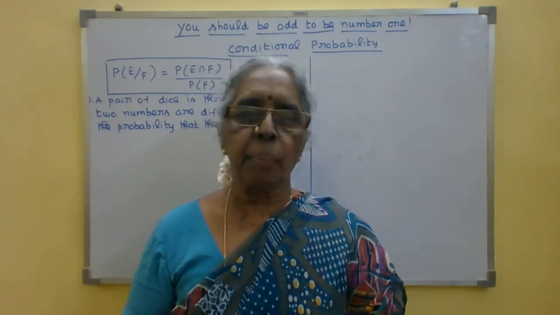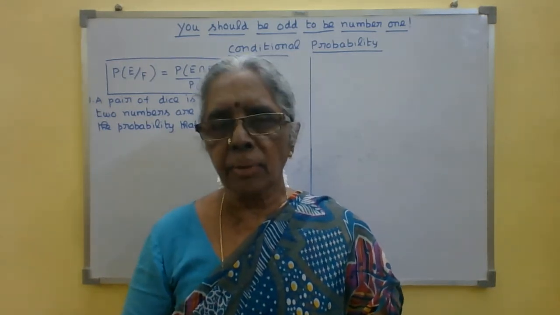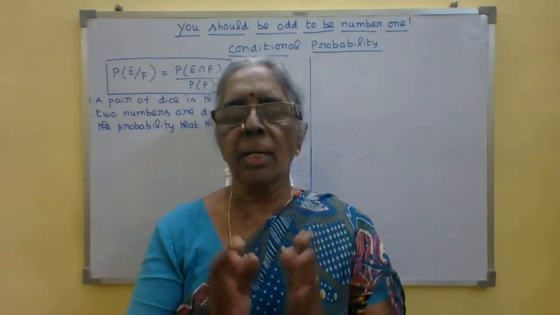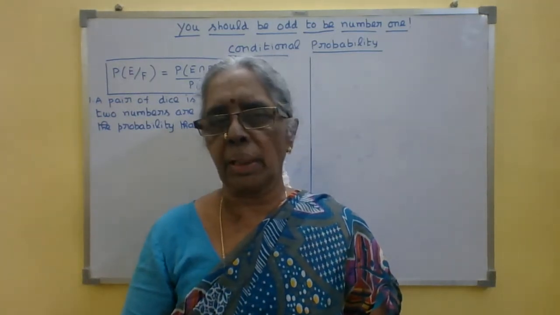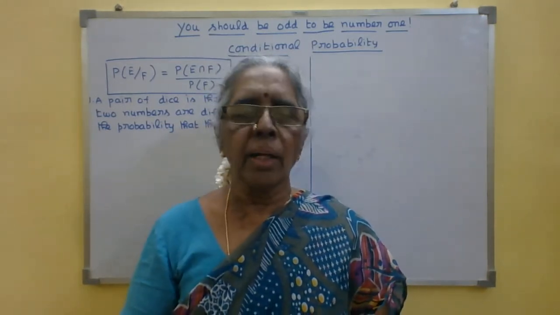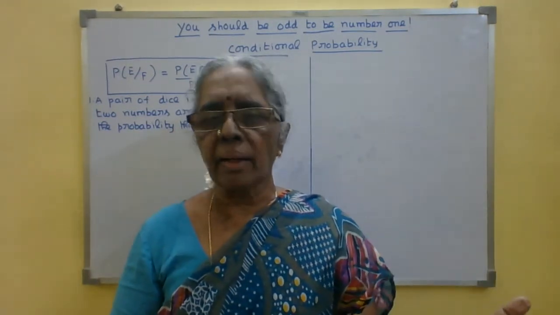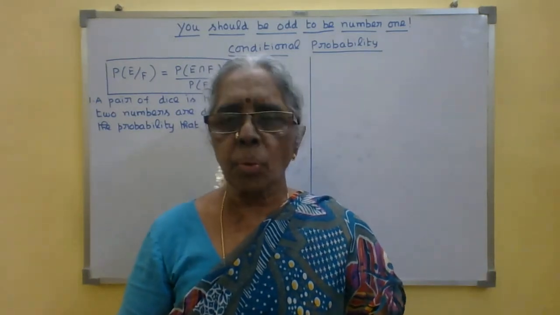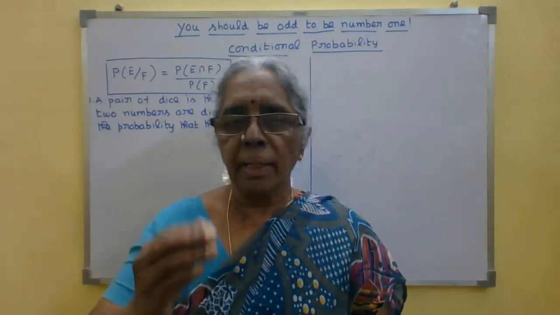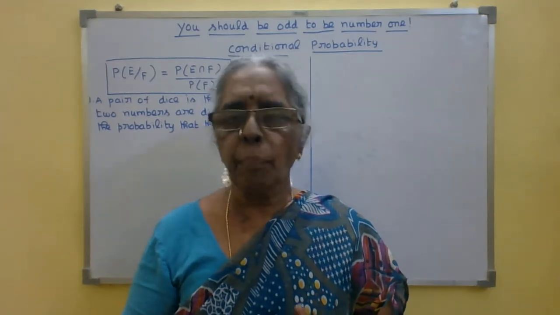What is conditional probability first? When two events E and F are associated with one particular experiment, that is, both belong to the same sample space, and one event F has already occurred, and you want to find the probability of E given that F has already occurred, that probability is called conditional probability, because it is conditioned by the happening of F already. So we call it conditional probability.